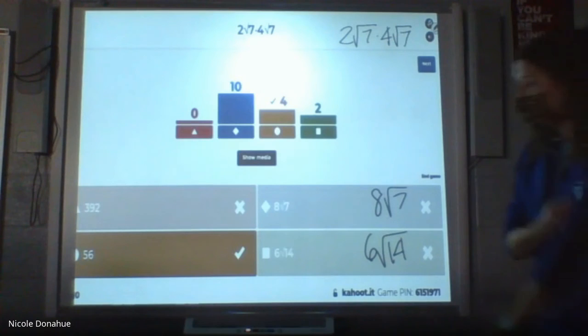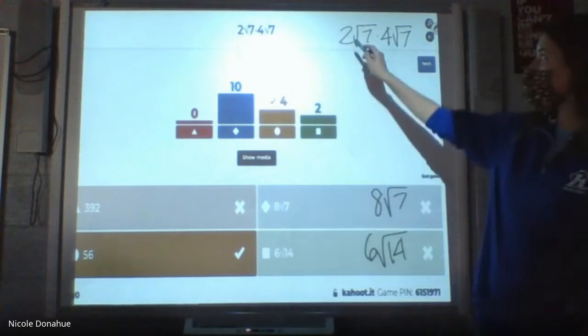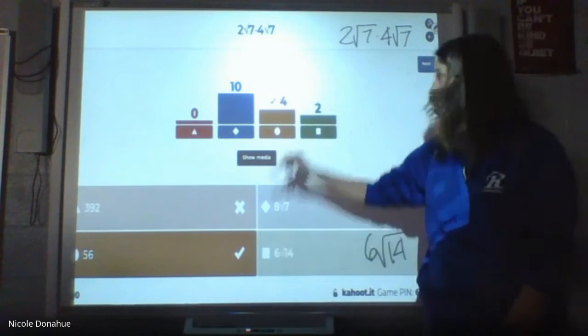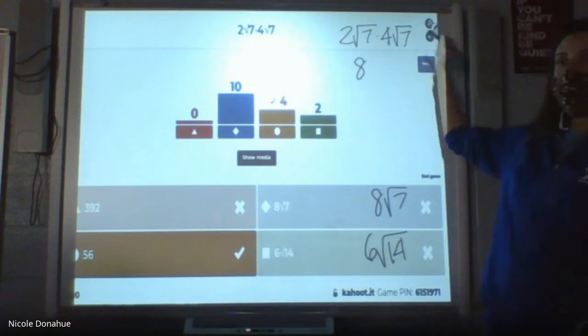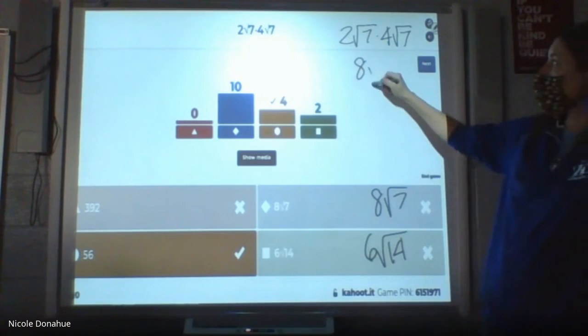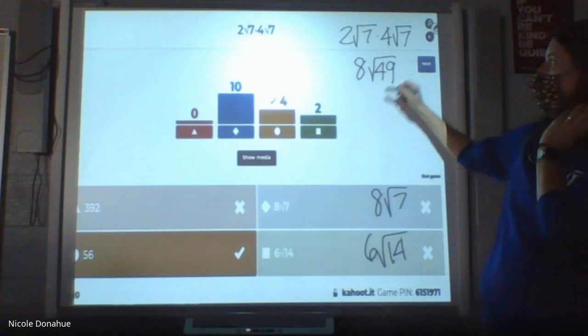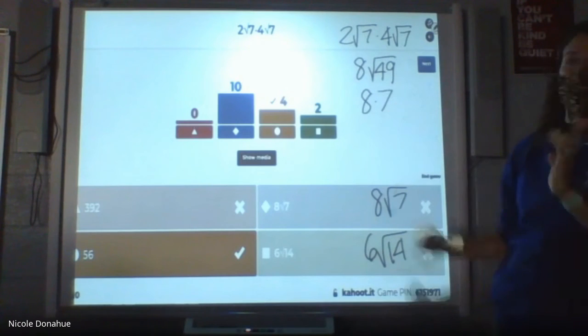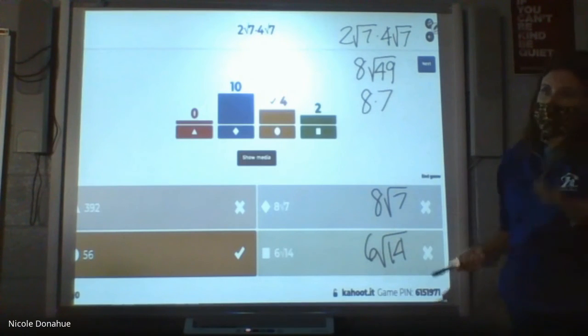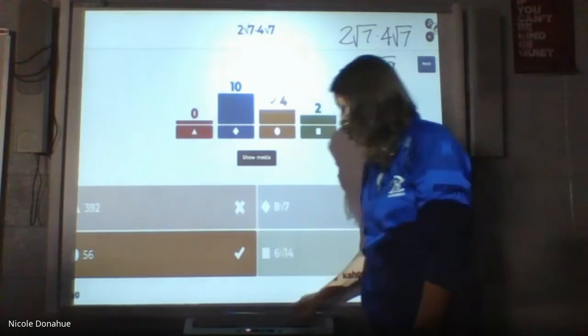Okay, guys, so on this one, we multiply 2 times 4 and we get 8. The square root of 7 times the square root of 7 is going to be the square root of 49, which is just 7. The square root of 49 is 7, so 8 times 7 gives us 56.